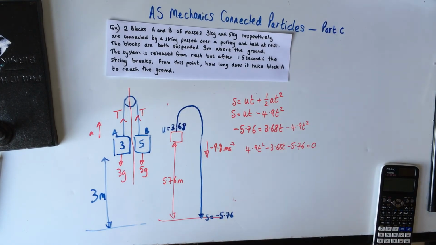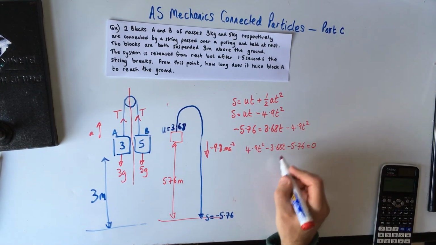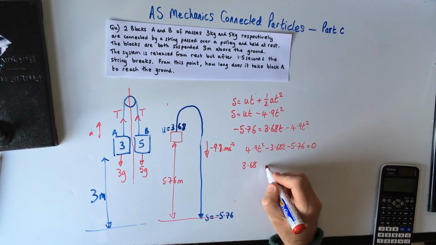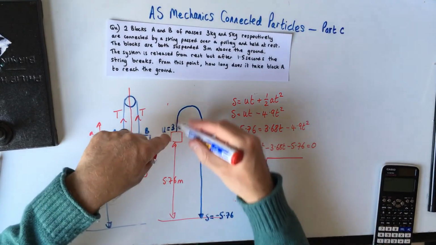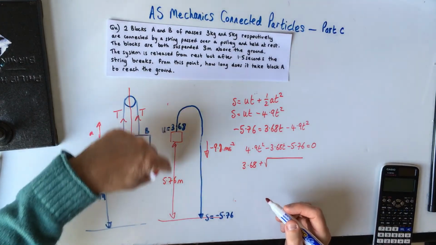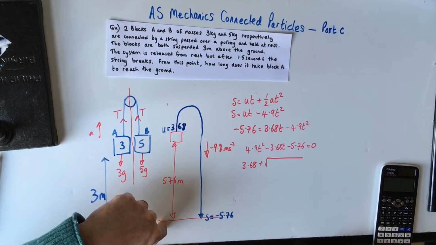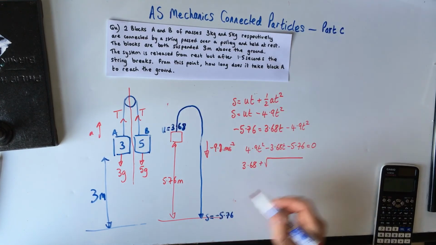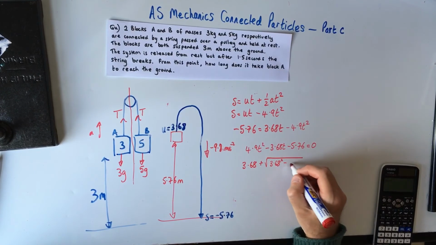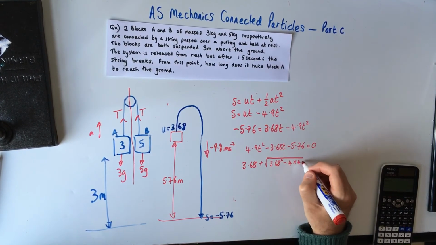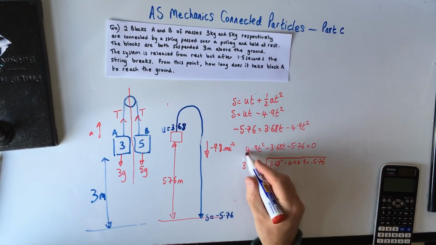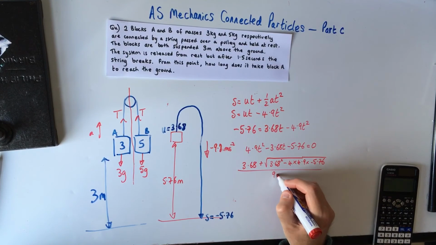Now when we solve that, minus b is minus 3.68, so that is 3.68 plus or minus the square root. Now I'm only going to do plus because I want a positive time. We don't want a negative time, which would take me back in time, which doesn't exist in the real world. So we want the positive time of b squared, so 3.68 squared, minus 4 times a, 4.9 times minus 5.76, all over 2a, and 2 lots of a is 9.8.